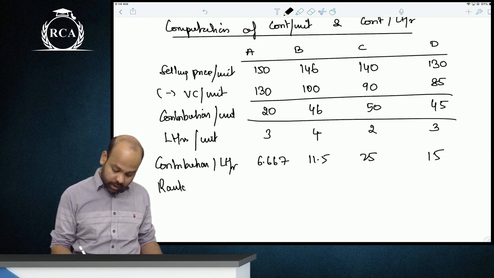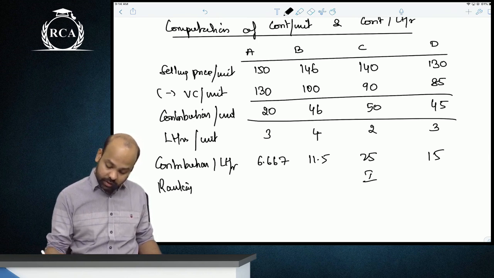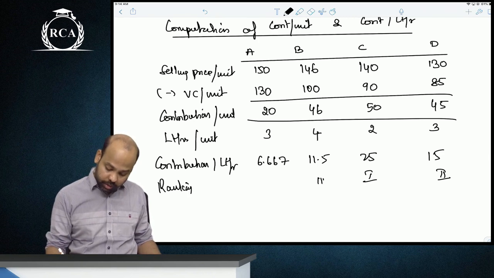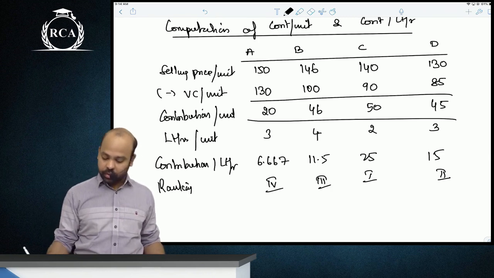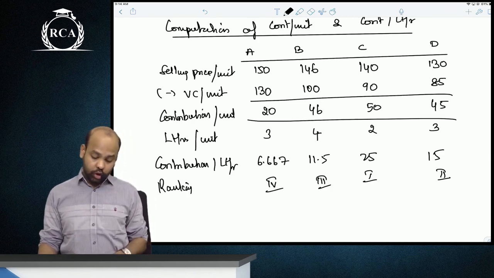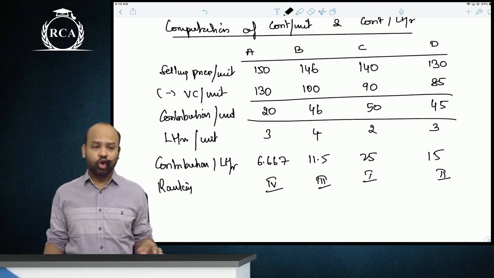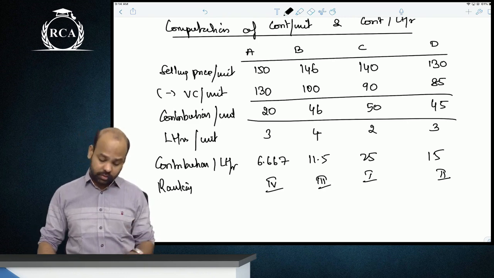If you look at the ranking as such, beta, first ranking is to product C, second to D, third to product B, fourth to product A. This is the ranking, guys, of contribution per labor hour. There should not be any problem in doing this, beta.